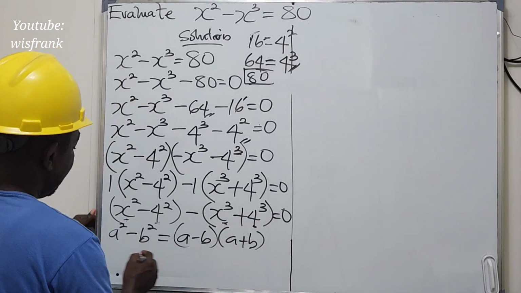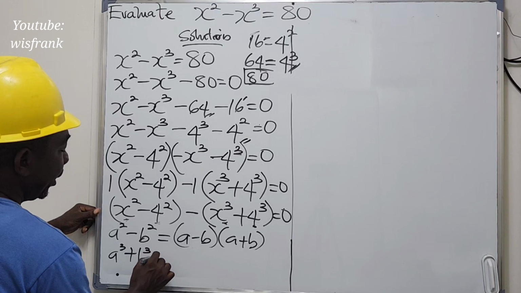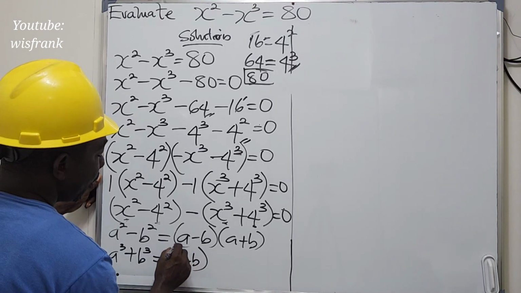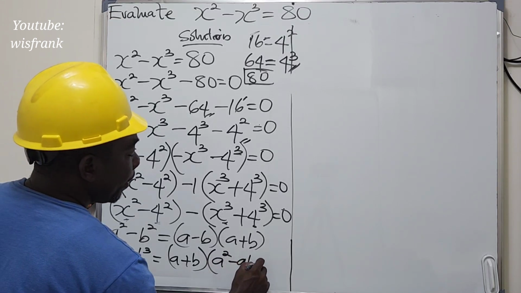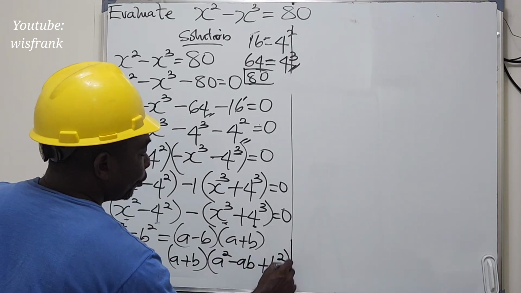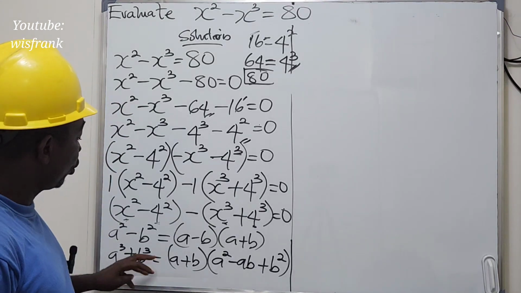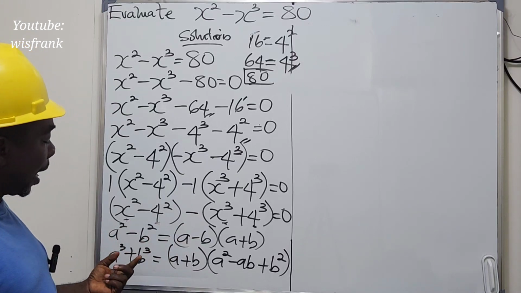The second parenthesis is in the form a to the power of 3 plus b to the power of 3, which is the same thing as a plus b all into a to the power of 2 minus ab plus b to the power of 2. So this is the solution of the addition of 2 cubes. So we have the solution of these two parentheses, this one and this one.